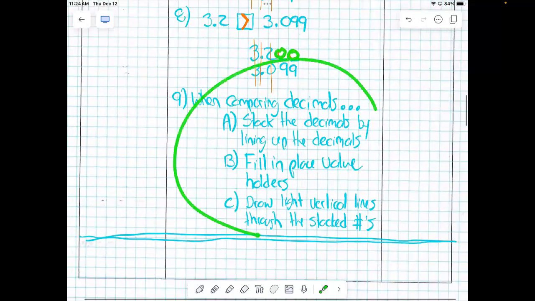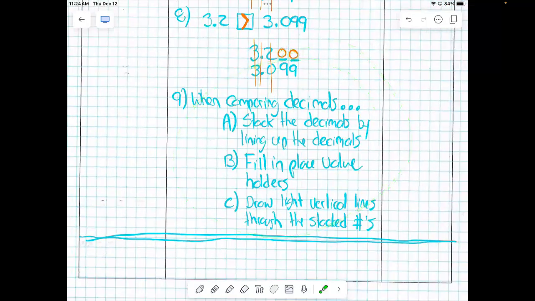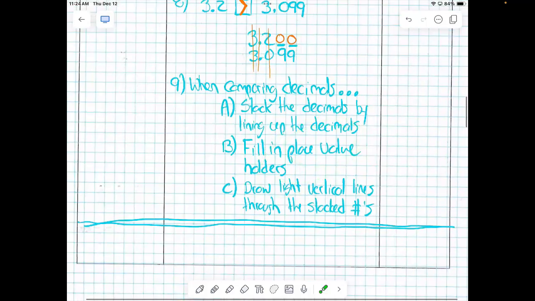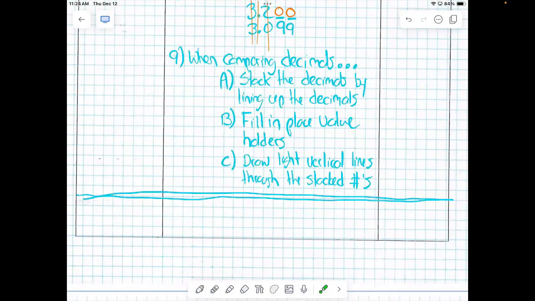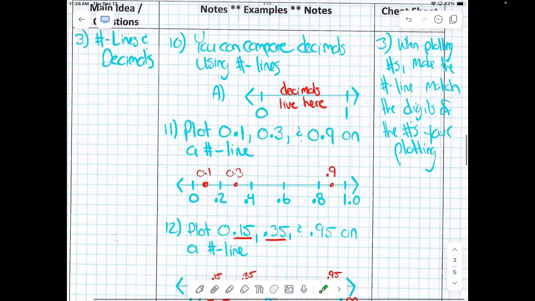And here are your steps. When comparing decimals, step 1 is you do what? Stack them. Line up the decimals, right? Step 2, if you don't have an equal number of digits, we fill in with what? Place value holder. And step 3, we start drawing these little light vertical lines to compare the numbers. Yes or no? Okay, here we go.